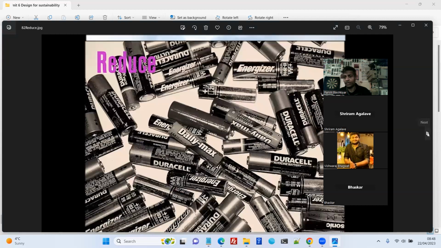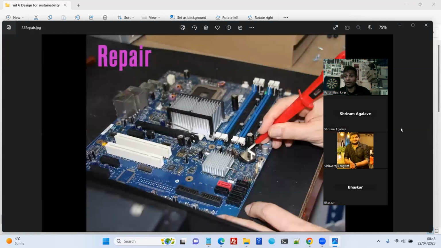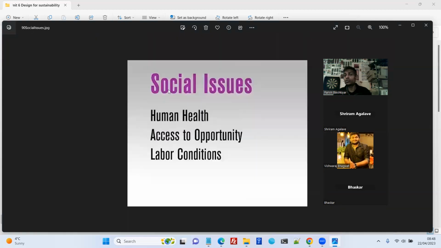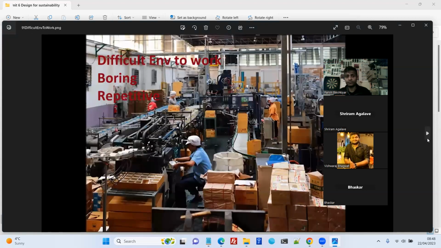That's another one, repair. It should be repairability. We already covered that. Recyclability: how do we recycle it? And at the last, it has to be about human health. The product has to be safe, with access to opportunity and good labor conditions.